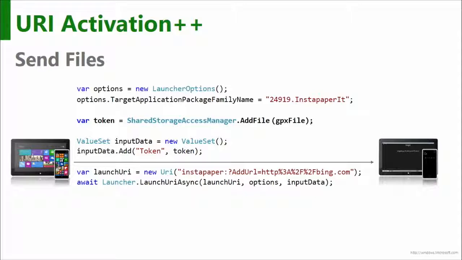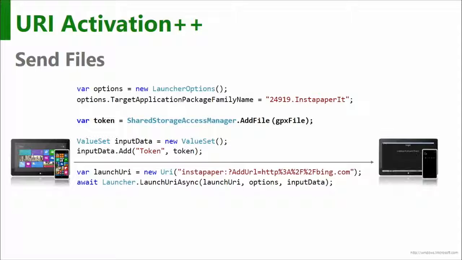I mentioned also there's this way of sending file tokens. This is how you can send file tokens across. It's basically the same, launch URI and an options, again, if you want to send it to a particular app. But then there's a third parameter to launch URI async, where you can pass a value set. It's just a dictionary, which you can send across over to the target as well. The value set is a fully serializable IDictionary. It's a little bit different than the dictionary you and I are used to using, only because it's more of a primitive, so it's easy to pass around.